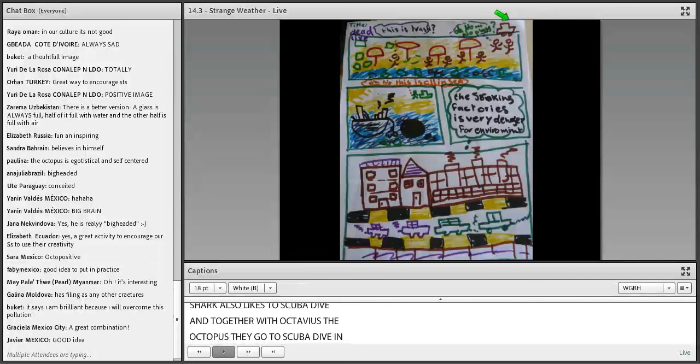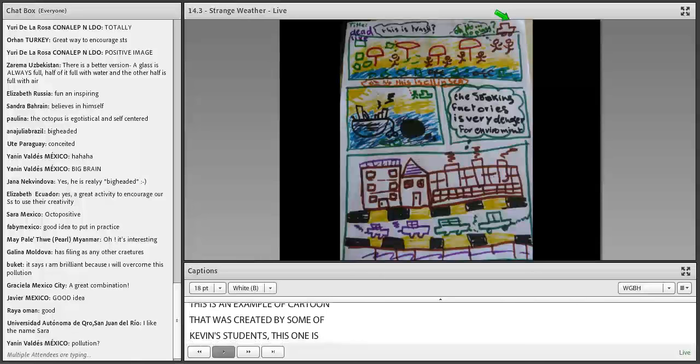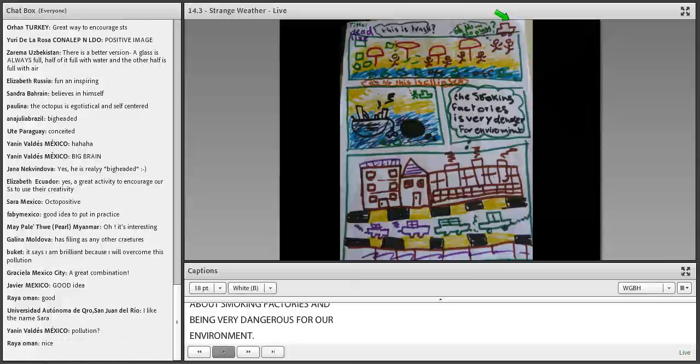Okay, this is an example of a cartoon that was created by some of Kevin's students, and this one is about smoking factories and how they are very dangerous for our environment. So you can see that you can use these with all levels of learners. The nice thing is because they are drawing pictures.